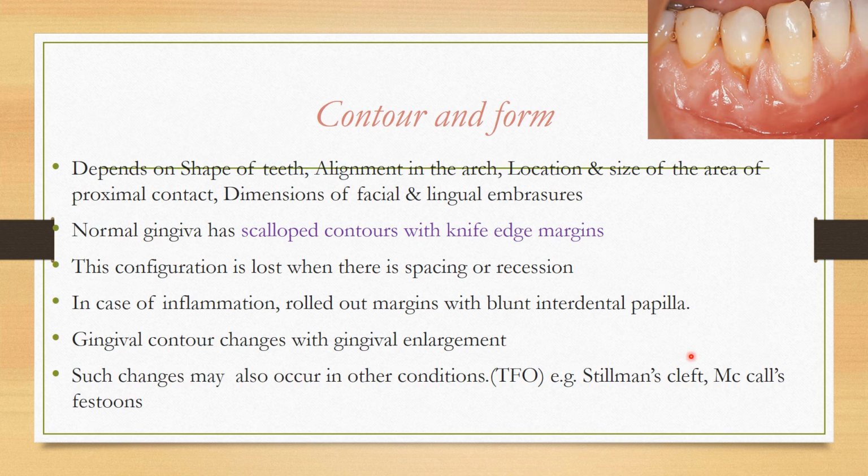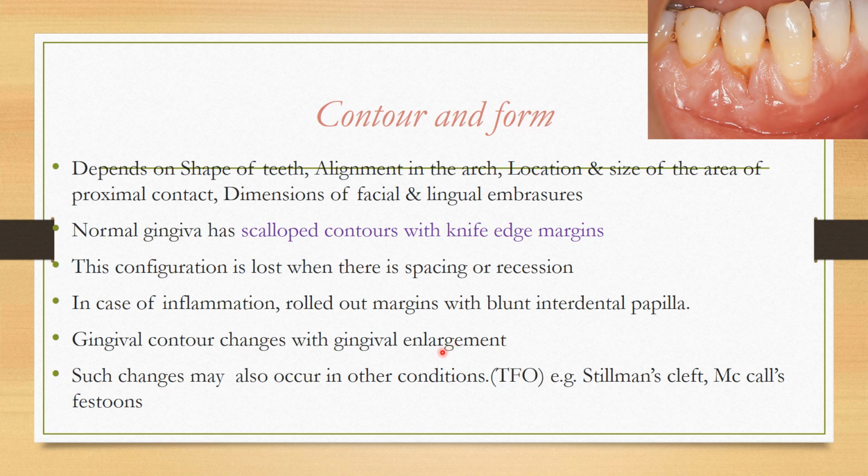Coming to the contour and form, it mainly depends on the shape of teeth and alignment in the arch, location and size of the area of proximal contact, and dimension of the facial and lingual embrasures. In normal gingiva, it will be scalloped and knife edged. These are the factors that determine the contour and form. When there is a disease condition, it will be rolled out margins with blunt interdental papilla, and gingival contour also changes with gingival enlargement.